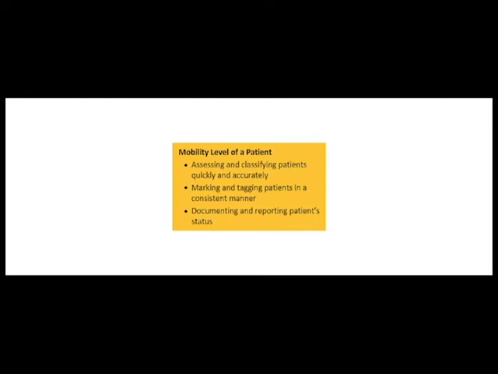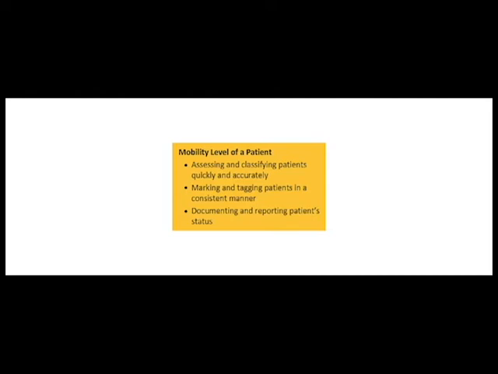When determining the mobility level of a particular patient, there are 3 essential elements to the process: assessing and classifying patients quickly and accurately, marking and tagging patients in a consistent manner so that other staff can easily recognize the designated mobility level, and documenting and reporting the patient's transport versus discharge status for resource acquisition and tracking purposes.